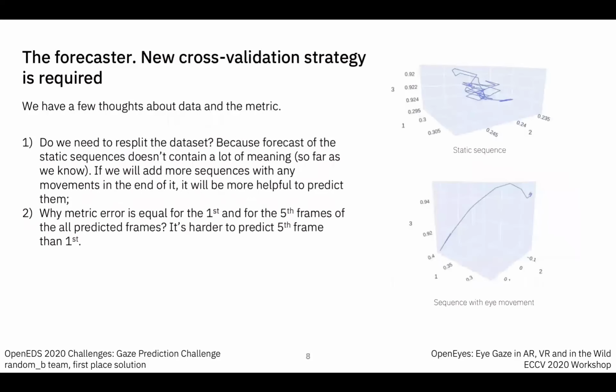We have a few thoughts about data and about the metric. Looks like we need to resplit our dataset because forecast over static sequences doesn't contain a lot of meaning, as far as we know. If we add more sequences with any movements at the end of them, it will be more helpful to predict them, rather than static sequences. And our second thought is about the metric. Why is the metric error equal for the first and for the fifth frames of all predicted frames? It's harder to predict the fifth frame than the first, so maybe we have to do something here too.